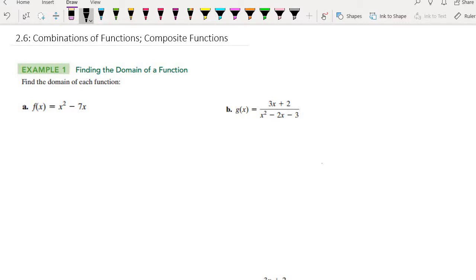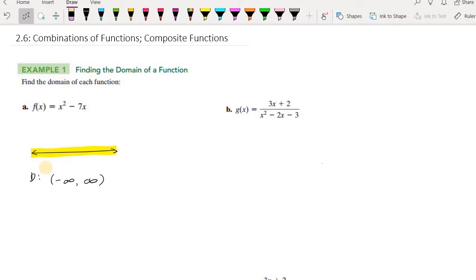We have f of x equal to x squared minus 7x. When you're talking about domain, we're just talking about the restriction for your x. In this case, x squared minus 7x is just a special case of a polynomial, a quadratic function. So you should realize there's no restriction for this. We can use the number line. All real numbers work in this case. So I can write the domain as negative infinity to positive infinity. Right, for part A.